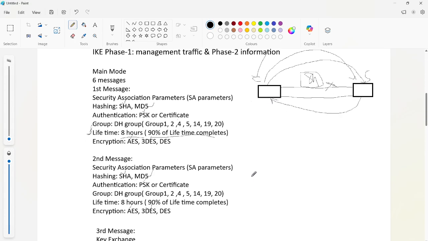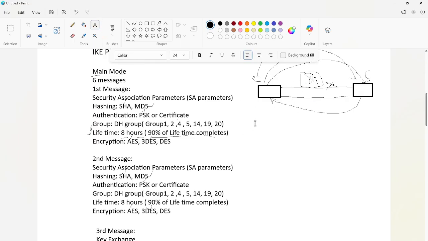Now we have completed our phase one. This is the main mode. If you are using main mode, this completes your phase one. Let's discuss the aggressive mode now. In the aggressive mode, we will have only three messages.